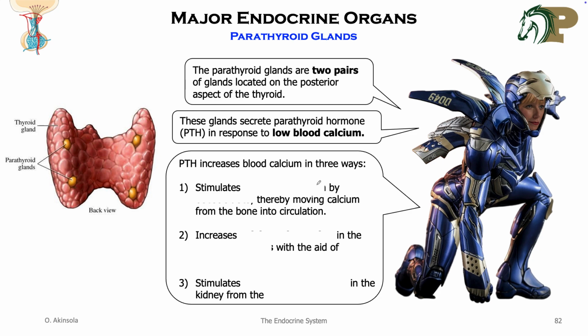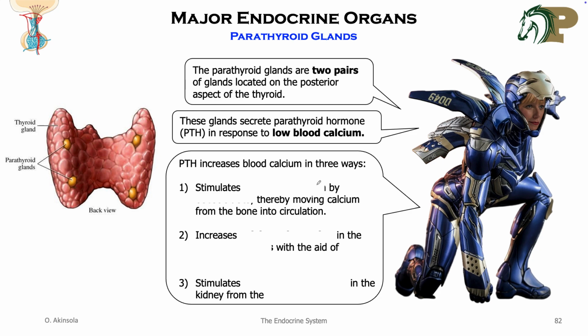So PTH will increase blood calcium in 3 ways. So before we get to this, once again, PTH is released in response to low blood calcium. Calcitonin is released in response to high blood calcium. So what this means is kind of a concept to keep in mind moving forward. Okay, we talked about 2 different types of cells in the thyroid gland that are responsible for producing the 3 different types of hormones that come from the thyroid. We got T3, we got T4, and we got calcitonin.